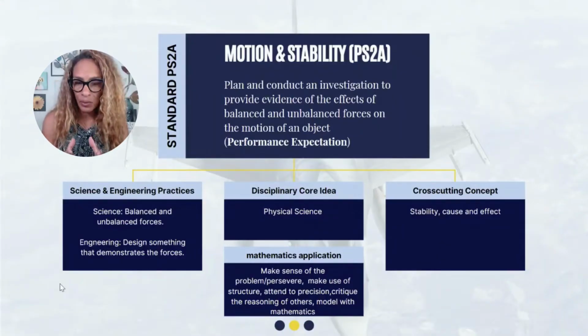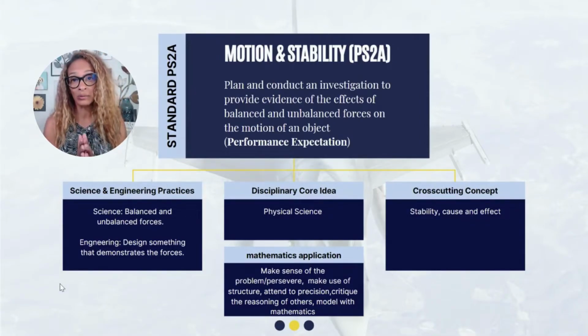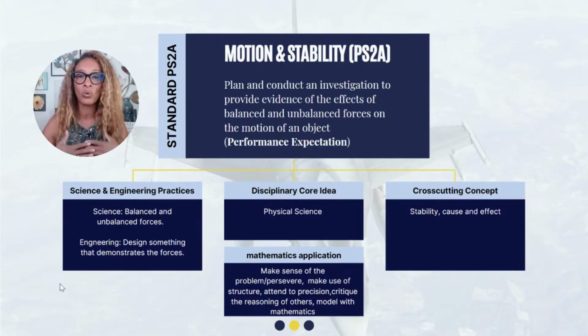Here's one example of one of the Next Generation Science Standards. Now, this standard actually can be performed or created and provided for students in elementary, middle, or high school, primary or secondary. And this standard is motion and stability, also called the performance expectation. This is what we expect students to be able to do and know by the end of the learning process.